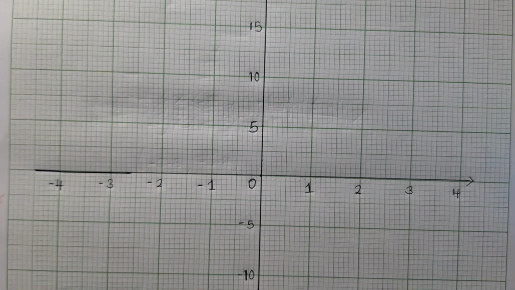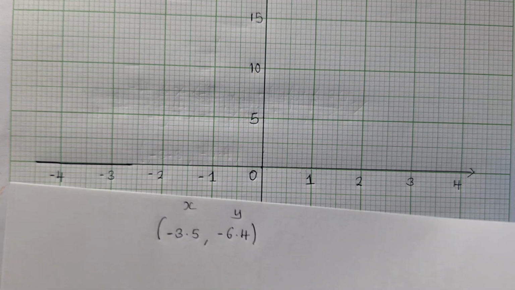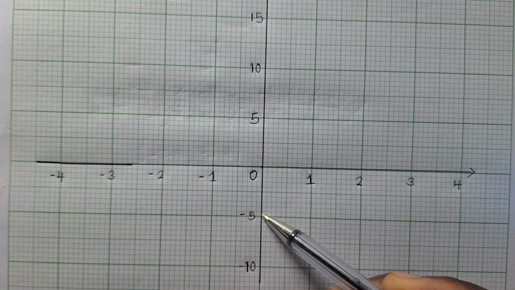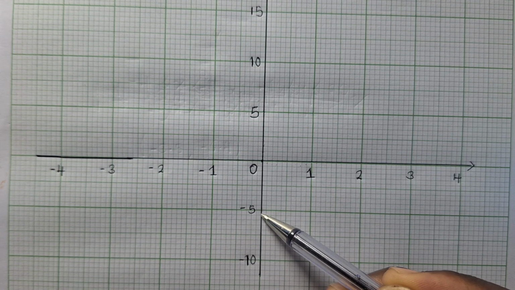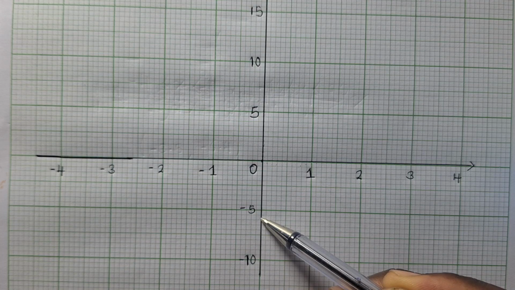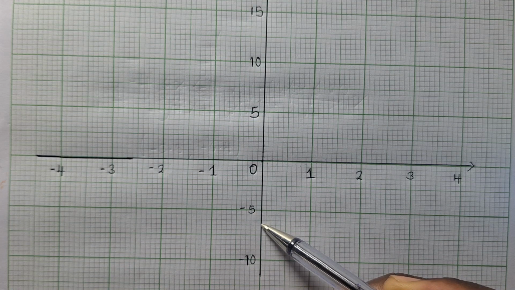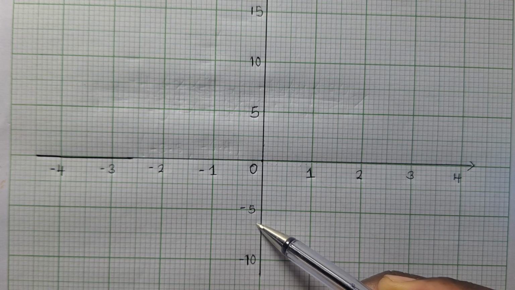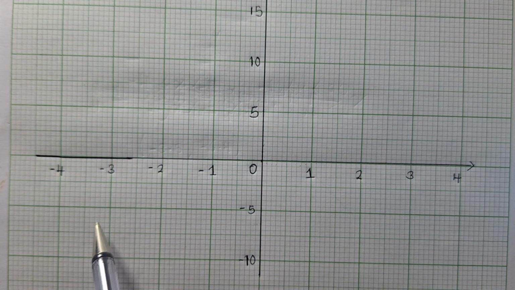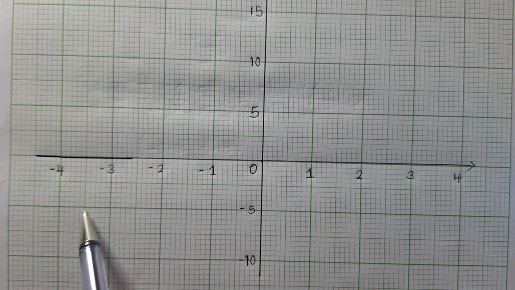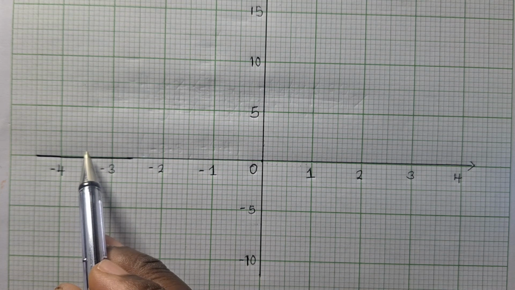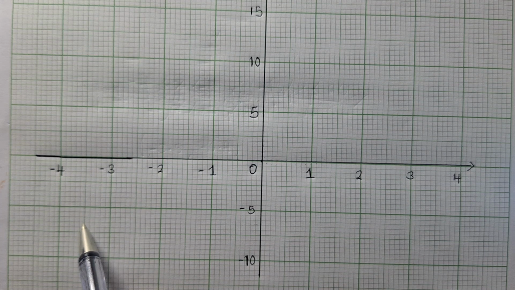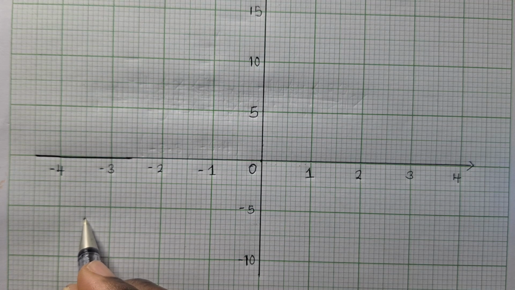For the y-axis, I want negative 6.4, you see? So for the y-axis, this is negative 5, negative 5.5, negative 6, okay? Negative 6.5, and I want 6.4, but this is 6.5. So I'll just move a little bit before 6.5, because if we follow this line, I know that negative 3.5 is this line here. Negative 5.5, 6 is here, 6.5. So my point will be somewhere here.